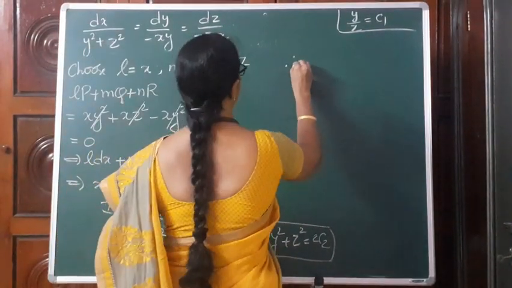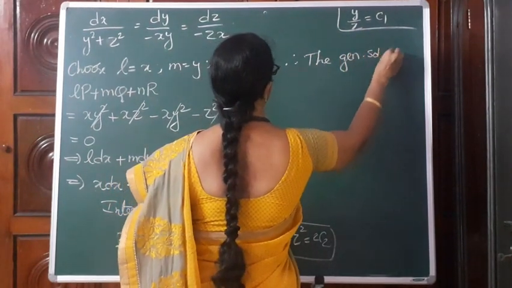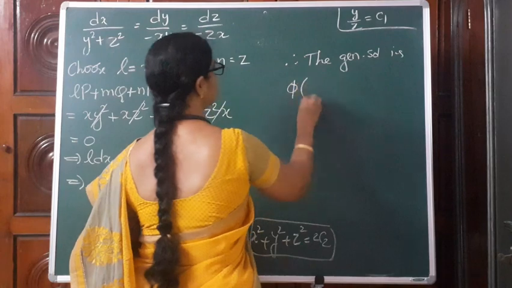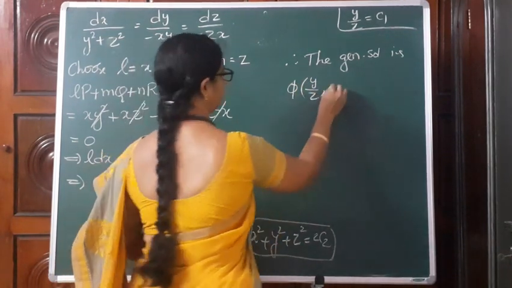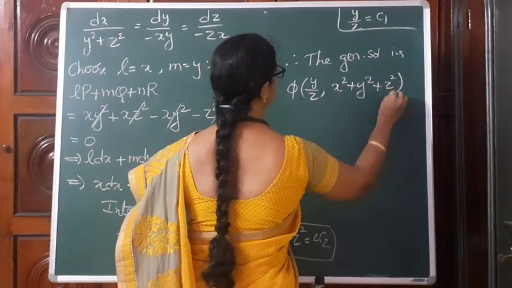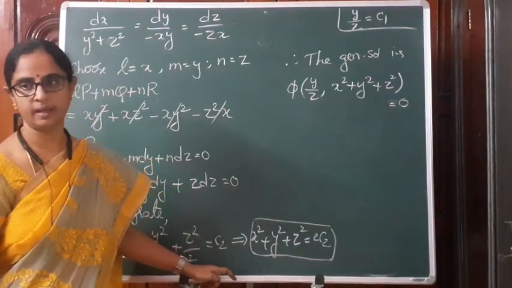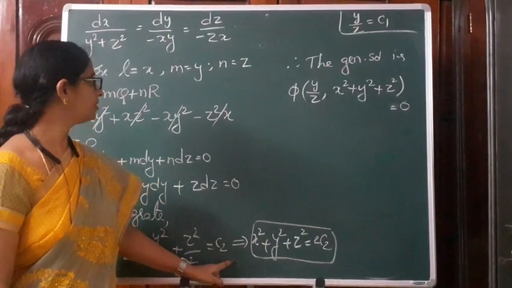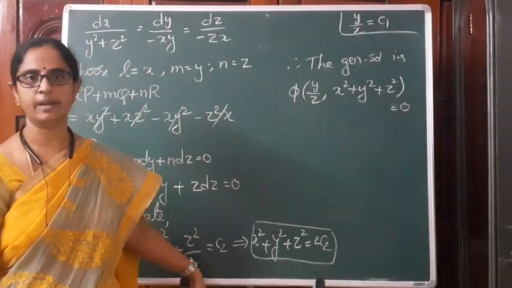Therefore, now we can write the general solution. The general solution is given by phi of u comma v, that is phi of y by z comma x square plus y square plus z square is equals to 0. So one solution was obtained using the method of grouping and the other solution using the method of multipliers, where the multipliers here are taken as x comma y comma z.